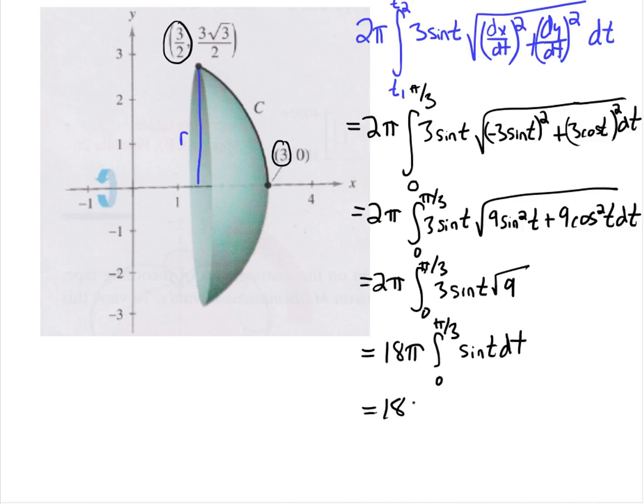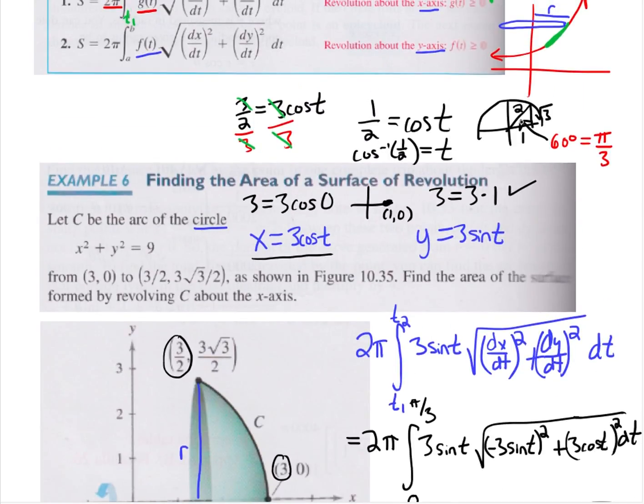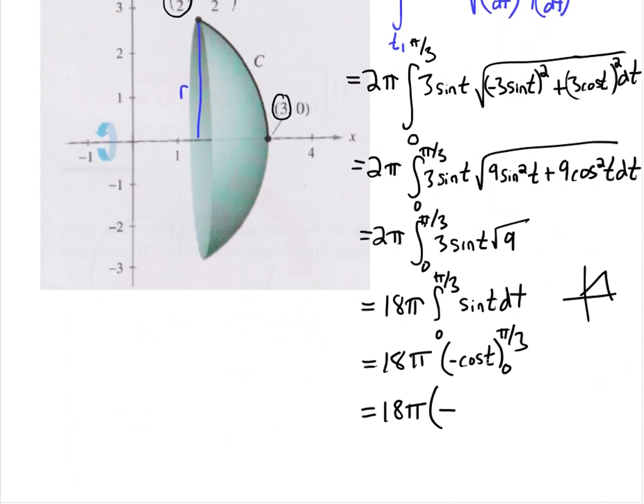Integral of sine is negative cosine, positive cosine. I'll think about it a second. I think it's negative cosine, so we're going to go negative cosine of t from 0 to pi over 3. That's going to be 18 pi times negative, what's the cosine of 60 degrees? Oh, we even have that triangle up here. We could just go right up to it, right? Cosine of that triangle is going to be 1/2.